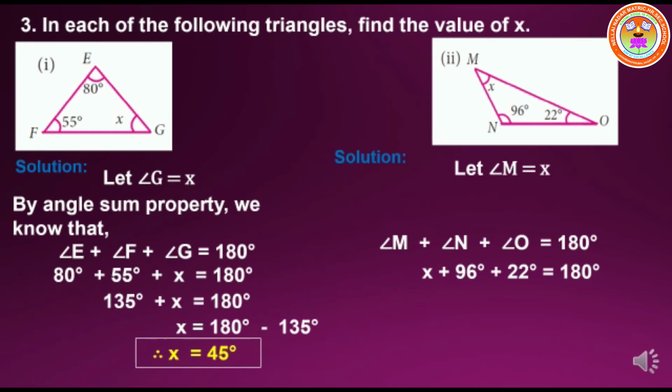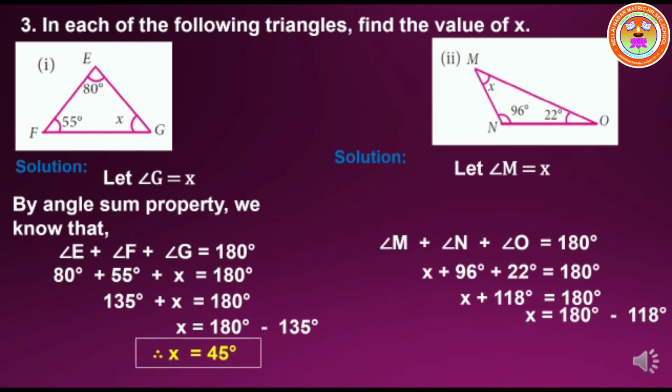In the place of M, what should be put? We have to write x. In the place of N, 96 degrees. And in the place of O, we are going to write 22 degrees. So now we are going to substitute the values. On substituting, we get x plus 96 degrees plus 22 degrees, that is equal to 180 degrees. Now let us add 96 degrees and 22 degrees. Adding 96 and 22, we get x plus 118 degrees, that is equal to 180 degrees.